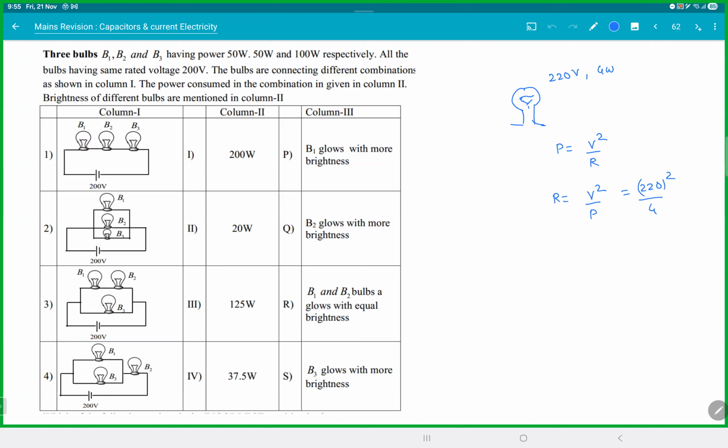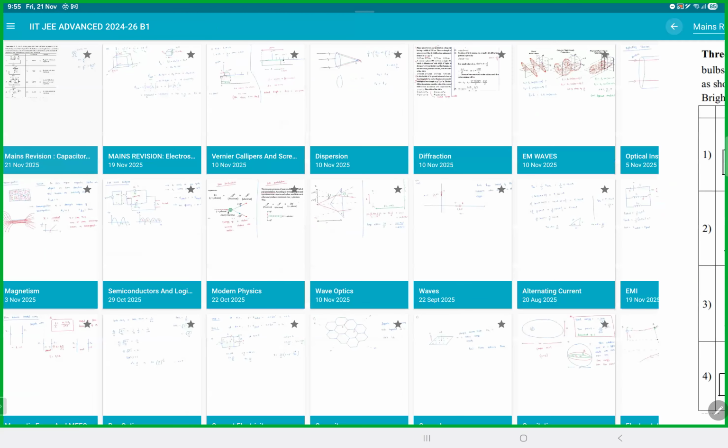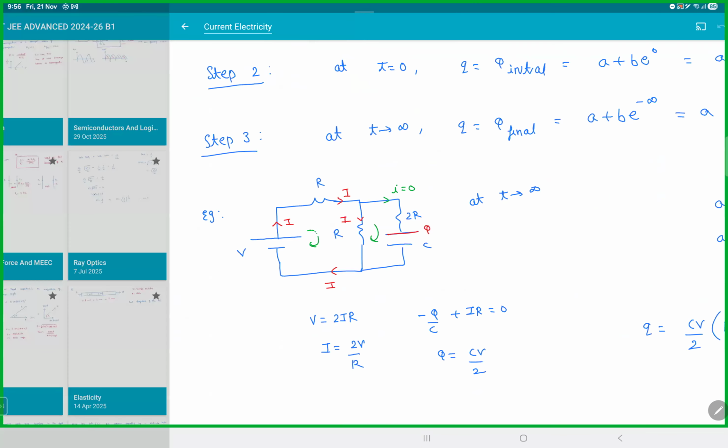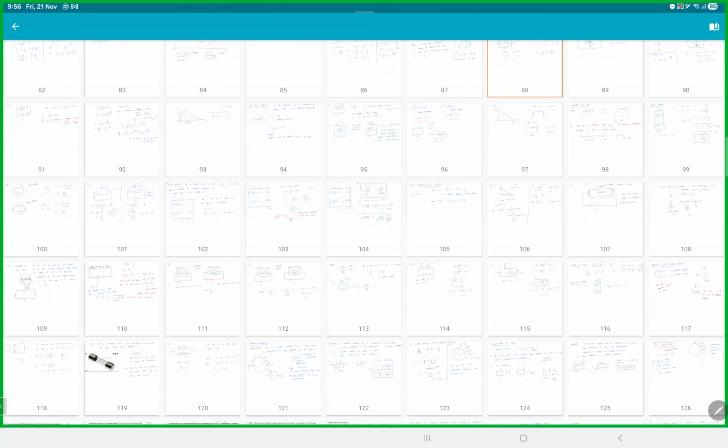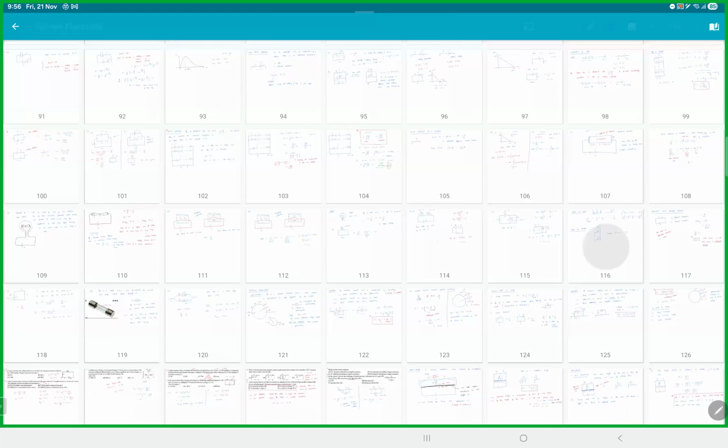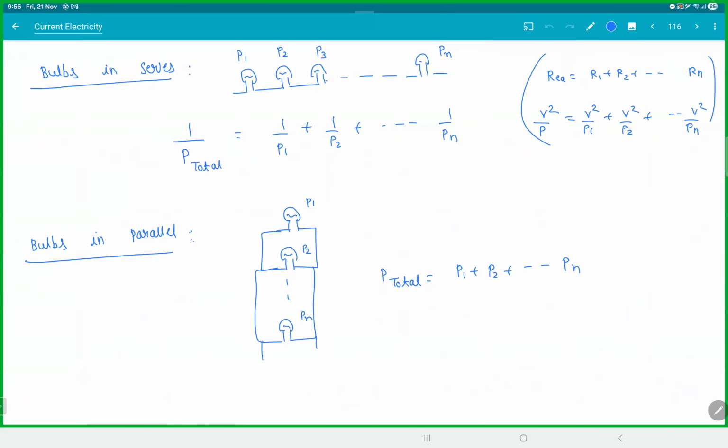Do you guys remember the power combination formula? The bulbs work like capacitors. Let me show you that in case you forgot. There, bulbs in series and bulbs in parallel. If you keep all the bulbs in series, which have power ratings of P1, P2, P3, Pn, then the net power will be 1 by P1 plus 1 by P2 and so on. If you keep bulbs in parallel, then the power adds up.